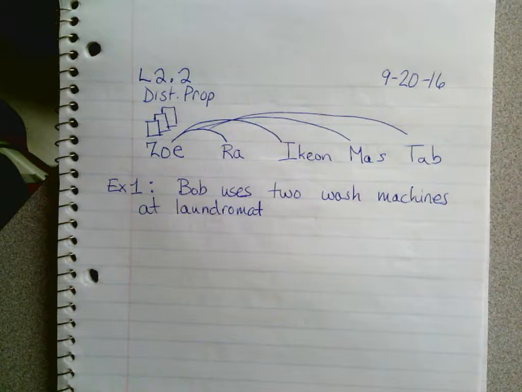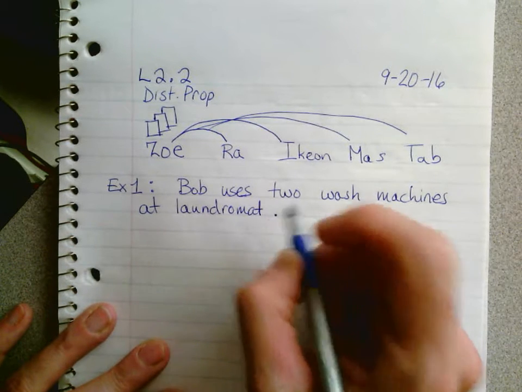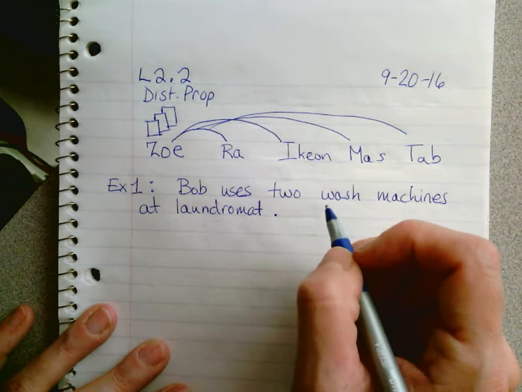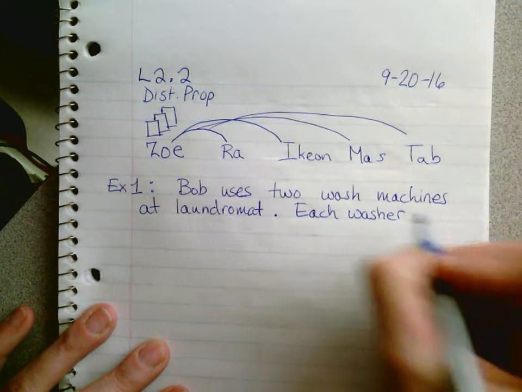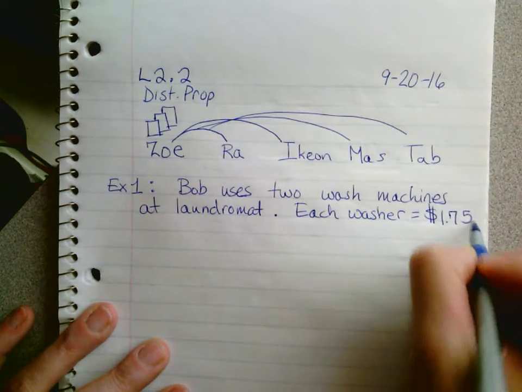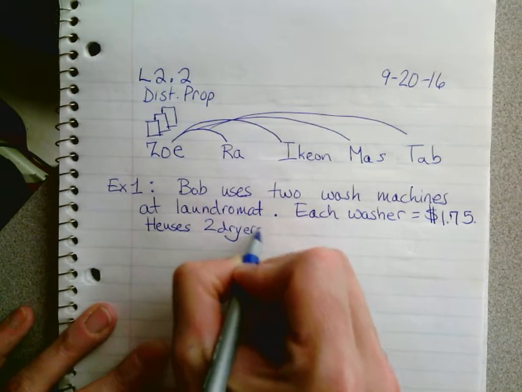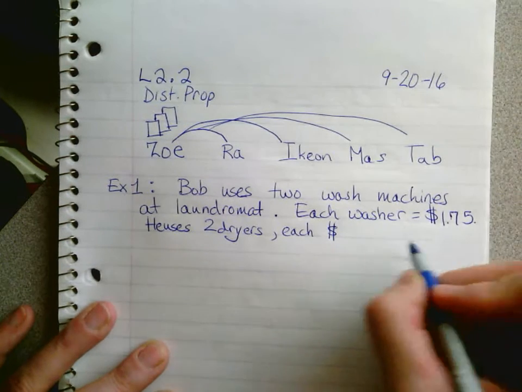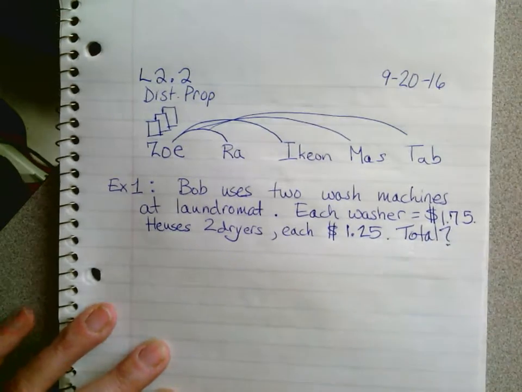Bob uses 2 machines at the laundromat. Each washer costs $1.75. He uses 2 dryers, each costing $1.25. What is his total cost?